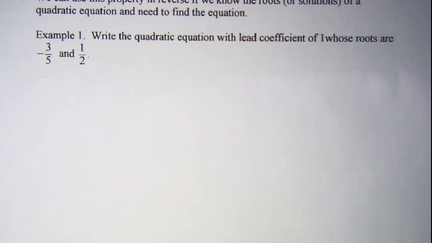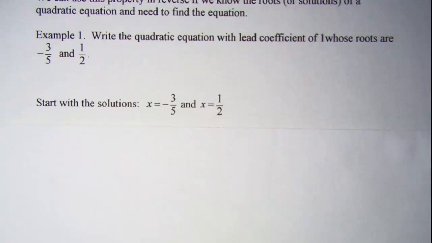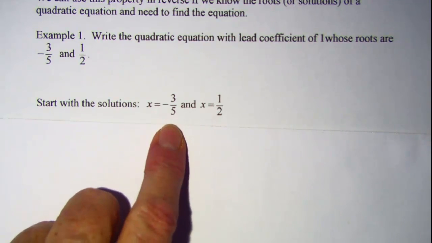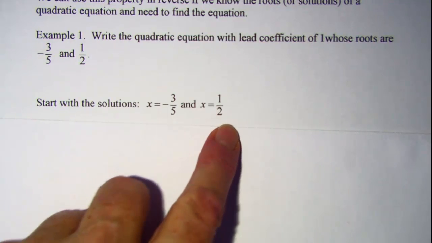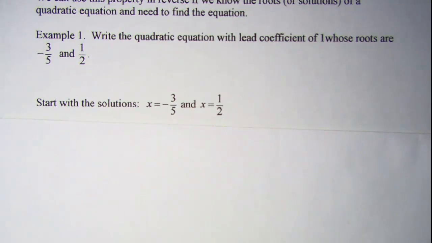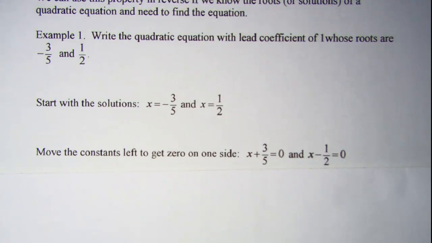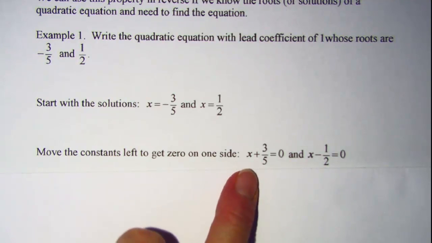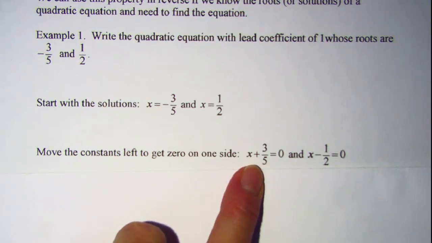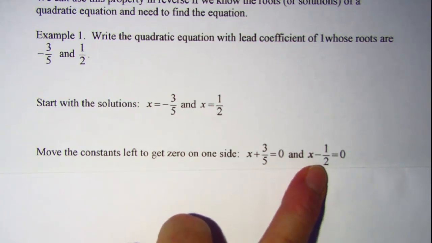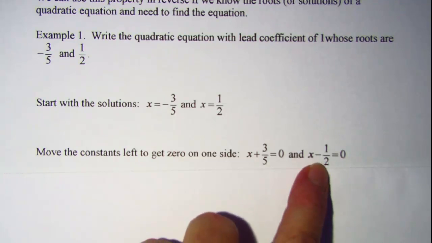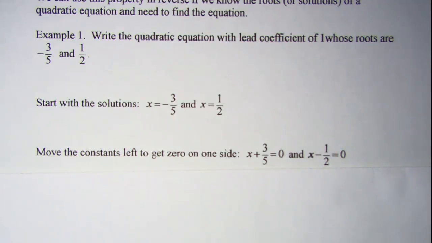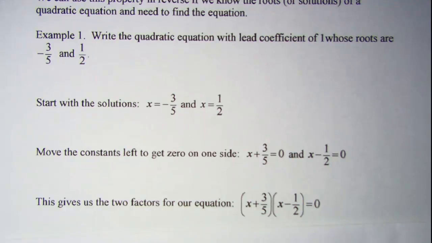So we'll start with the solutions. We know that x is equal to negative 3/5 and x is equal to 1/2. Move those constants to the left and get 0 on one side. So we now have x plus 3/5 is equal to 0 and x minus 1/2 is equal to 0. This gives us our two factors for our equation.